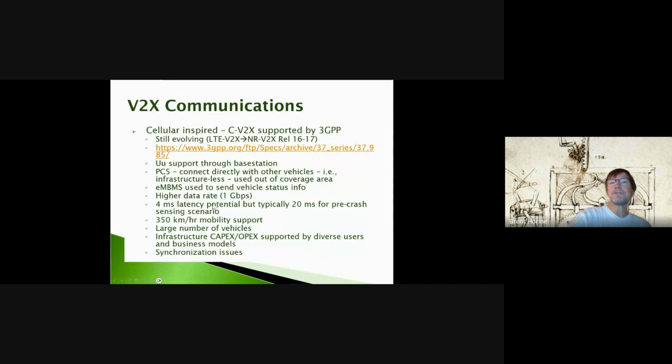This is at a much higher data rate, right? 5G has wide bandwidth allocations typically, and so it can support very high data rates, particularly if signal to noise ratio is good, if you're near the transmitter as a receiver. So it's much lower latency. There's not one number to quote here, but you can be dealing with 4 millisecond latency. It's super fast, right? But typically, 20 milliseconds for a pre-crash sensing scenario, maybe much longer for other type of scenarios.